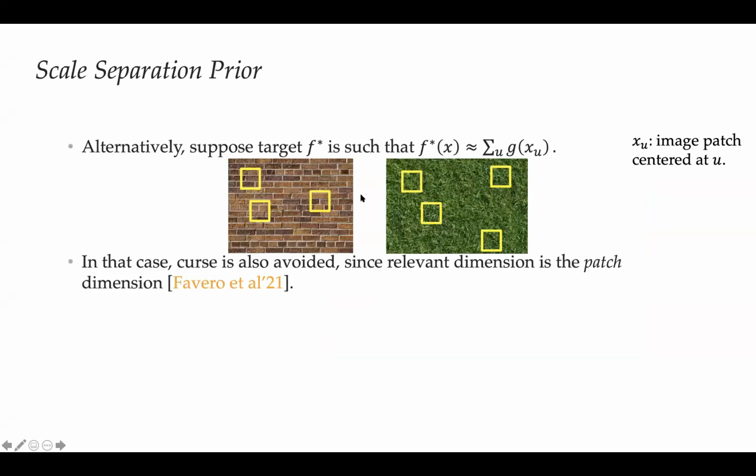And here, of course, we can also see that the curse of dimensionality is avoided, just because the relevant size of the input is no longer the size of the input image, it's the size of the patch. And if you want to get more details on how this is actually quantified, there's a beautiful paper from the group of Matthew Wyart at the EPFL that gives you the details. The references I'm going to give you offline.